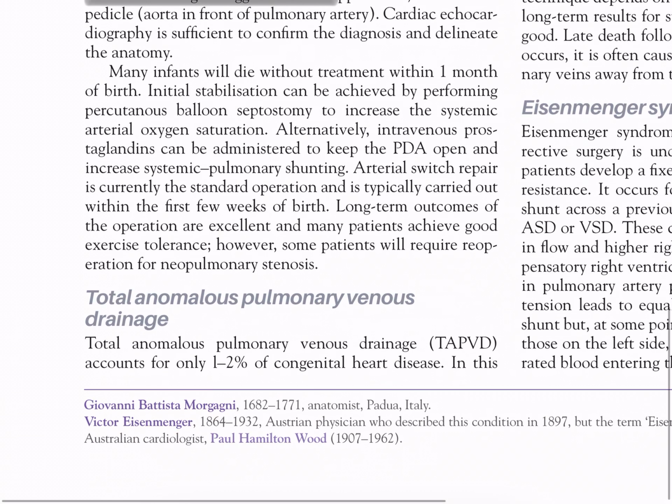Long-term outcomes of the operation are excellent and many patients achieve good exercise tolerance. However, some patients will require reoperation for neopulmonary stenosis. Total anomalous pulmonary venous drainage. Total anomalous pulmonary venous drainage accounts for only 1 to 2% of congenital heart disease.